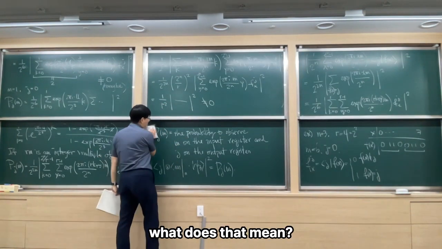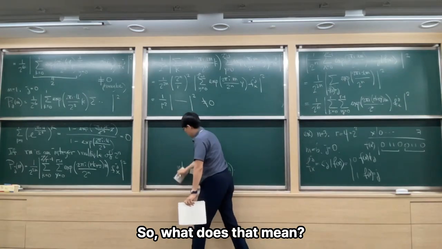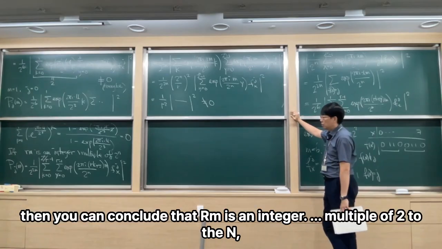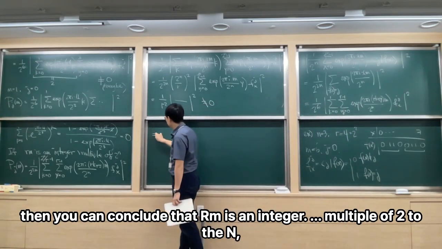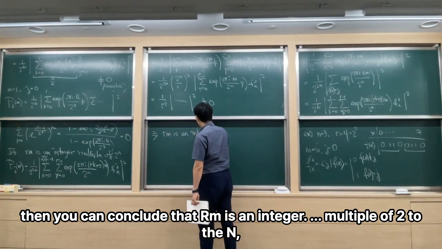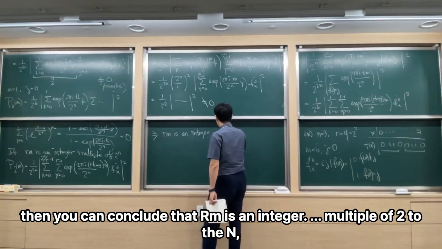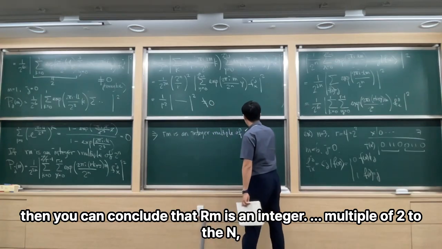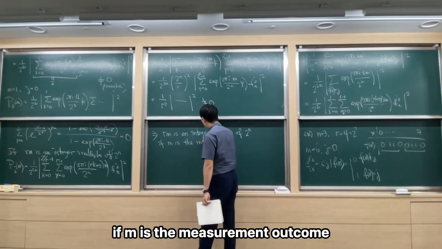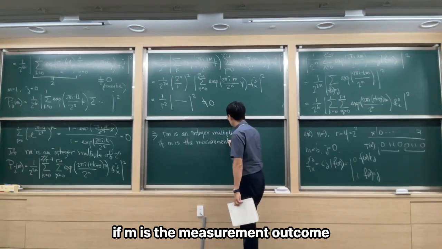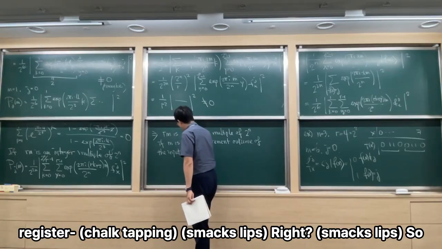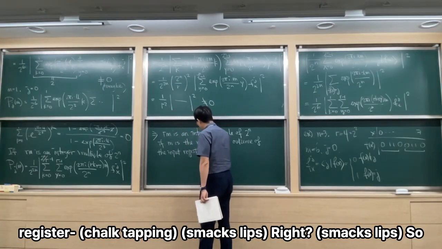So what does that mean? If you observe something after taking a quantum circuit, and what you read off is m and j, then you can conclude that rm is an integer multiple of 2 to the n, if m is the measurement outcome of the input register. Right?